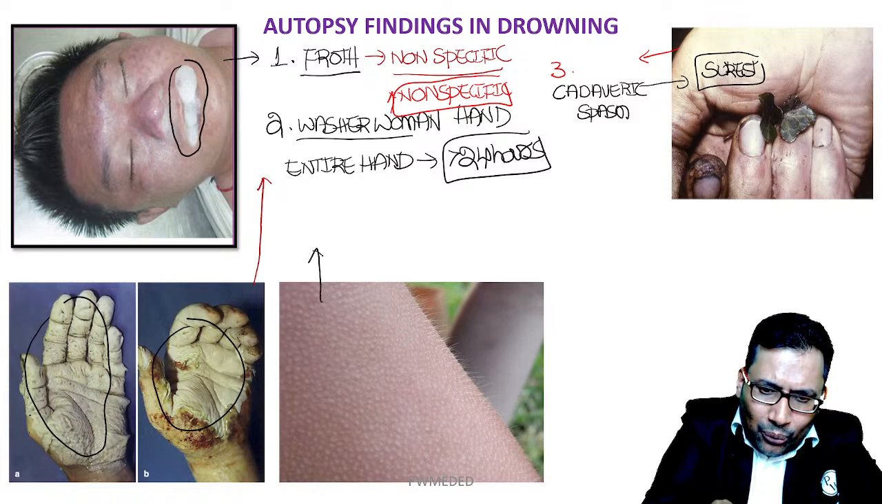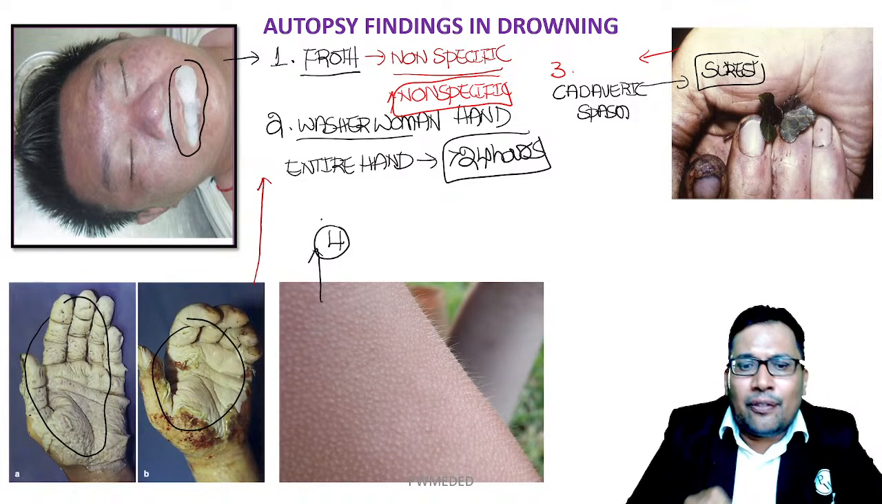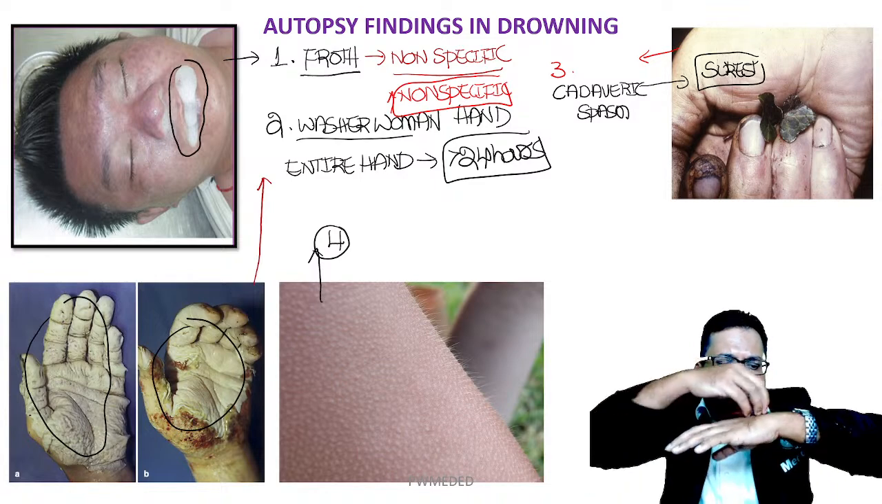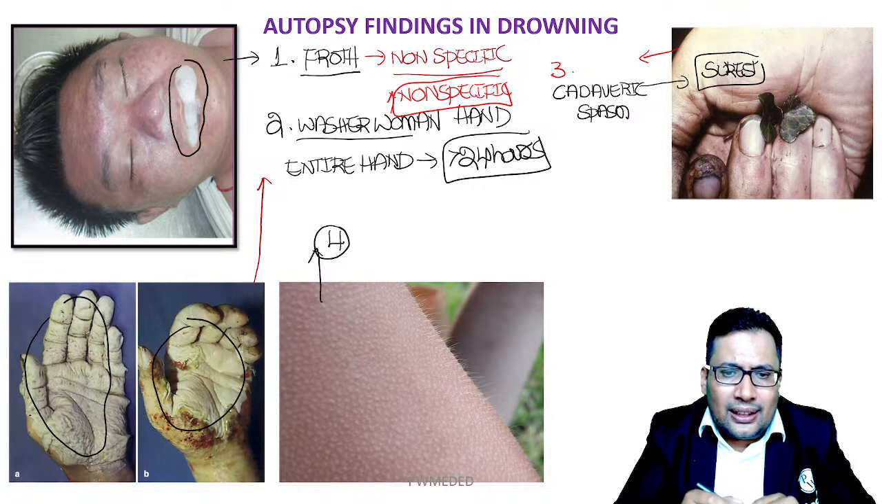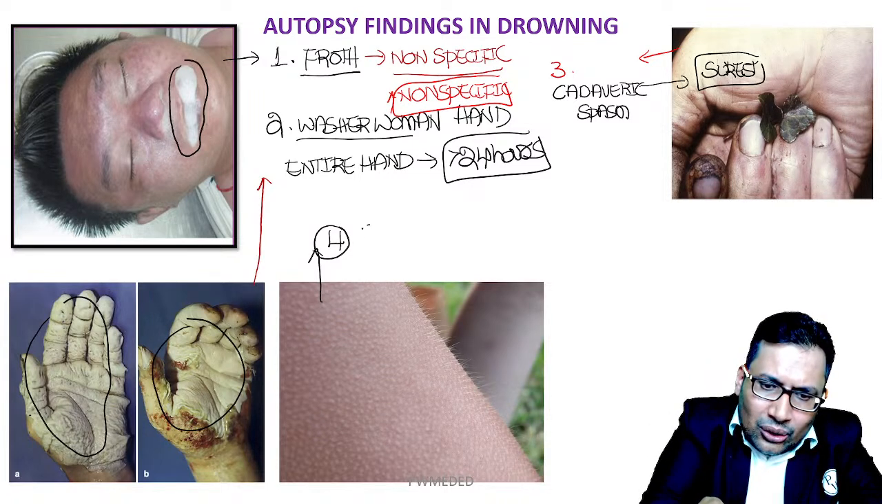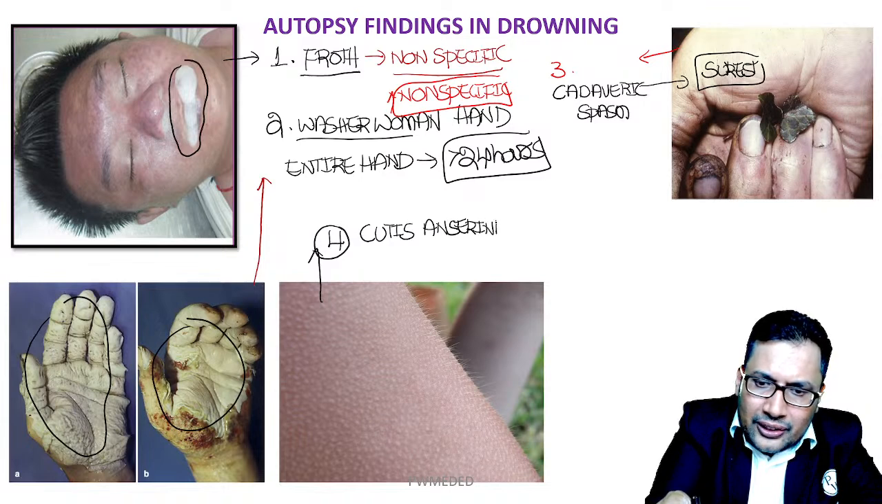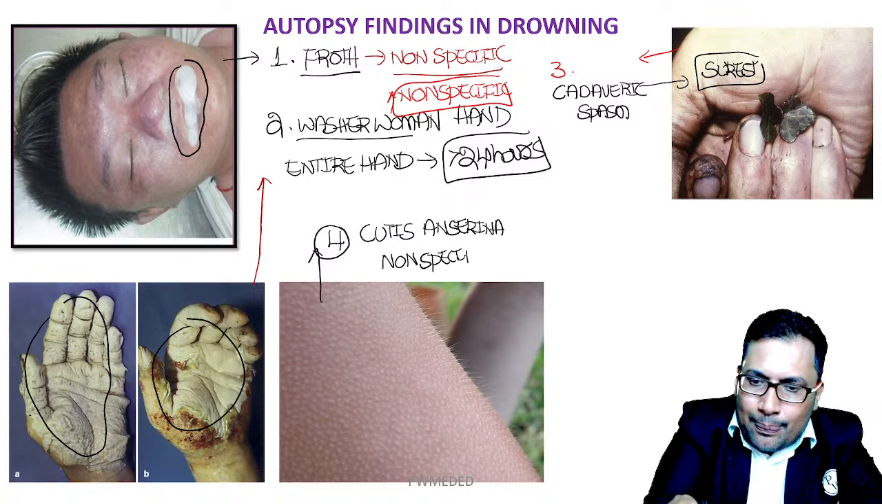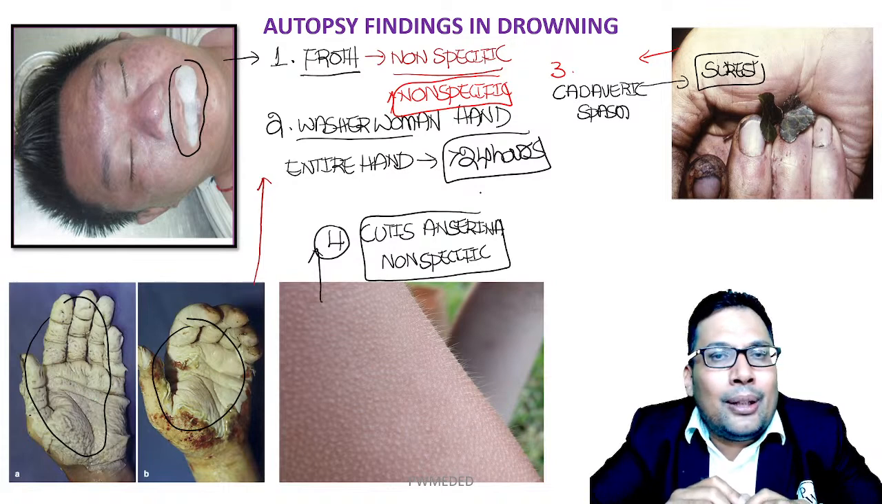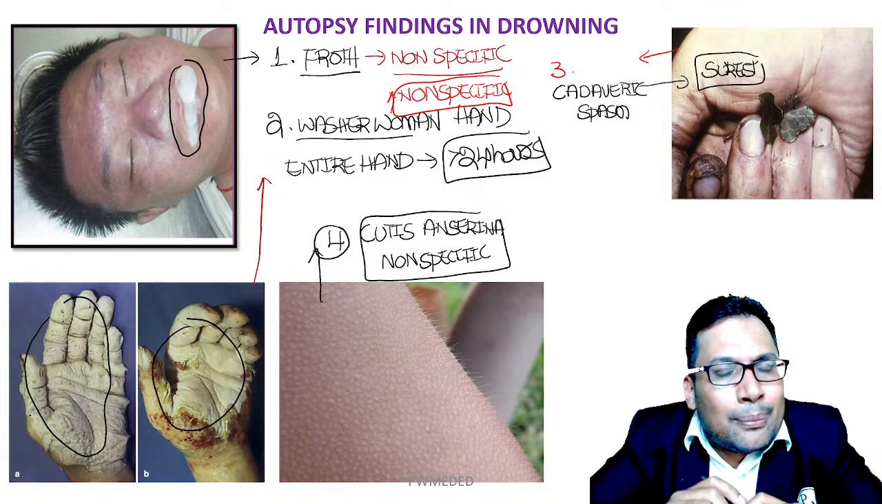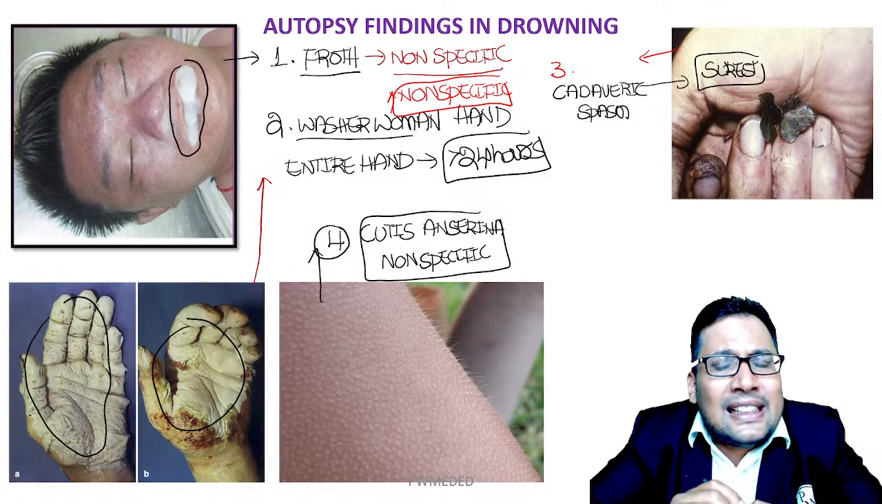What is this in case of drowning? Can you identify this, all of you? You can see a case of drowning. You can see an important goosebump-like appearance. What is that known as? This is known as cutis anserina. Again, it is a non-specific finding. So what happens due to the cold? Due to the cold in case of drowning, there can be contraction of the superficial muscles of the skin. That is known as cutis anserina.